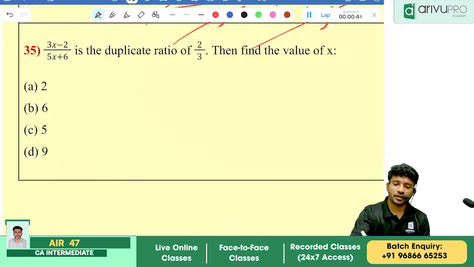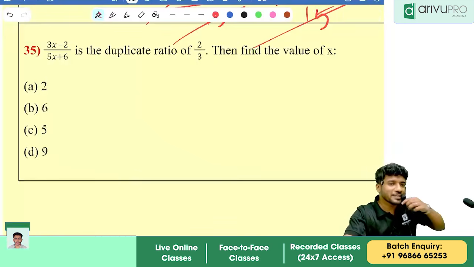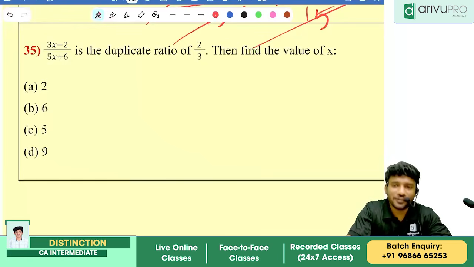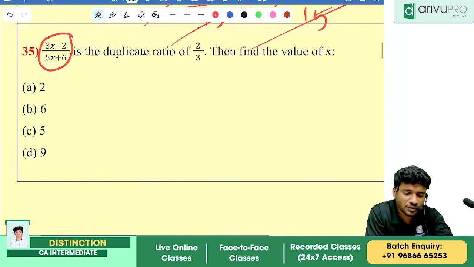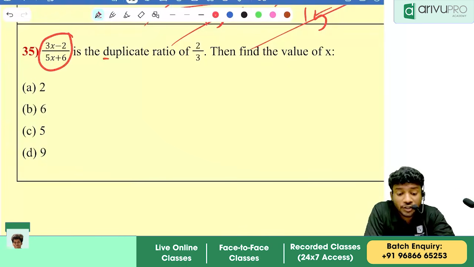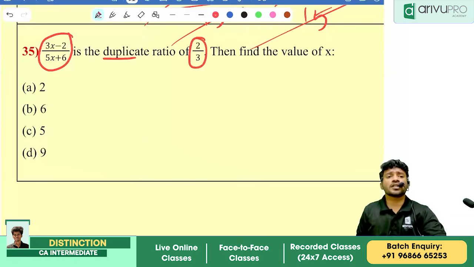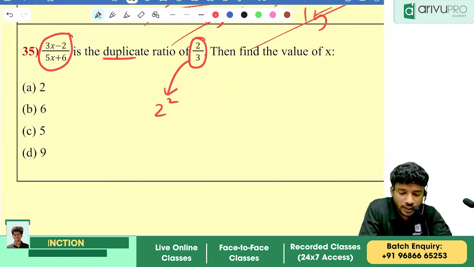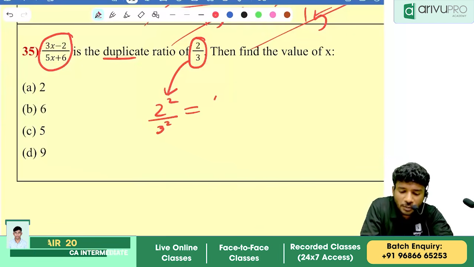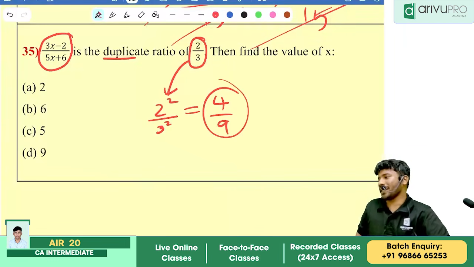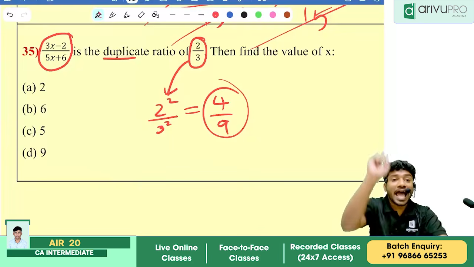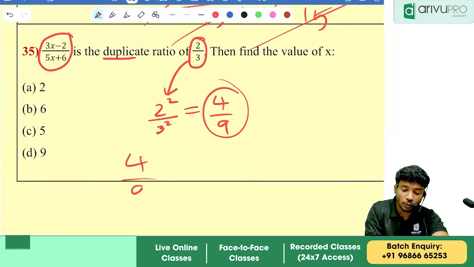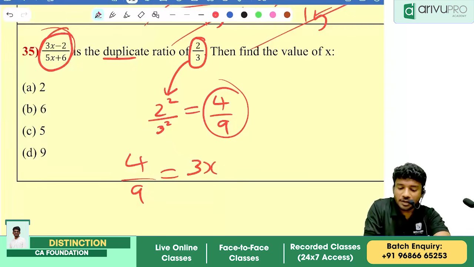People, time up. I gave 5 seconds extra. We'll check. 3x minus 2 divided by 5x plus 6 is the duplicate ratio of 2:3. First of all, people, what is the duplicate ratio of 2 by 3? 2 square divided by 3 square, which is how much? 4 by 9 is the duplicate ratio. Now my question is, as per the question, 4 by 9 is equal to how much? 3x minus 2 divided by 5x plus 6.